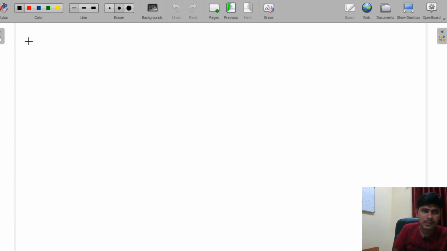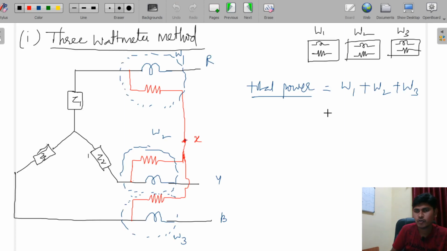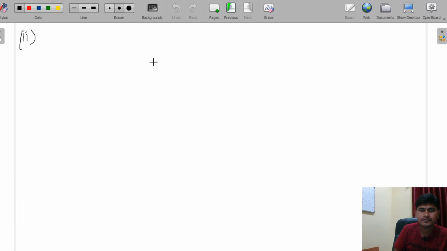What is the total power in a 3-phase load? Root 3 VL IL cos phi. Now coming to the second method, that is the 2 wattmeter method.